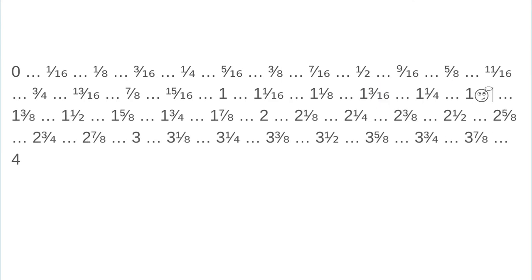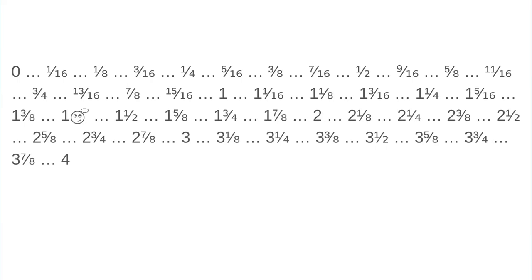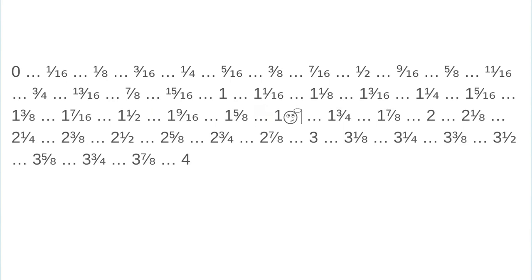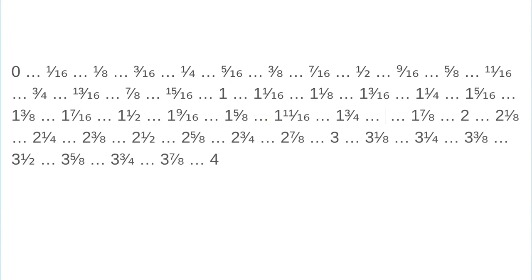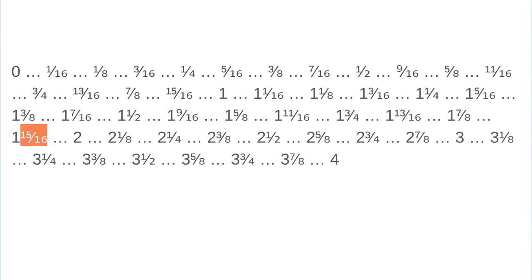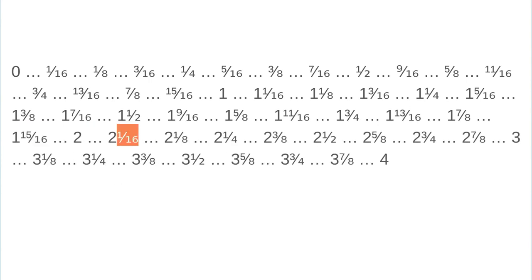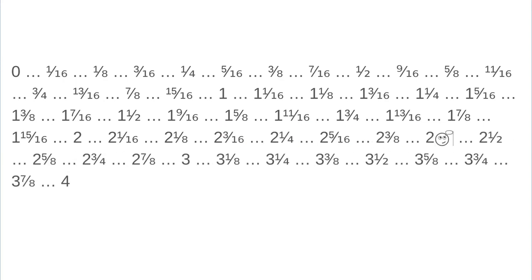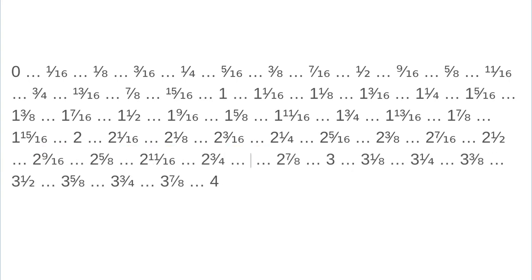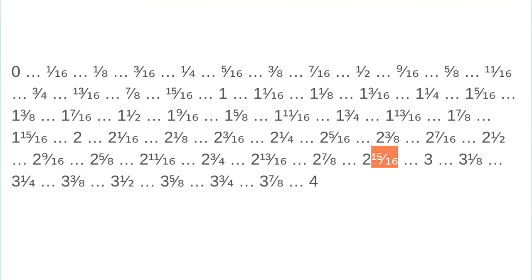We keep going. 1 and 5/16, 1 and 7/16, 1 and 9/16, 1 and 11/16, 1 and 13/16, 1 and 15/16, 2 and 1/16, 2 and 3/16, 2 and 5/16, 2 and 7/16, 2 and 9/16, 2 and 11/16, 2 and 13/16, 2 and 15/16, 3 and 1/16.